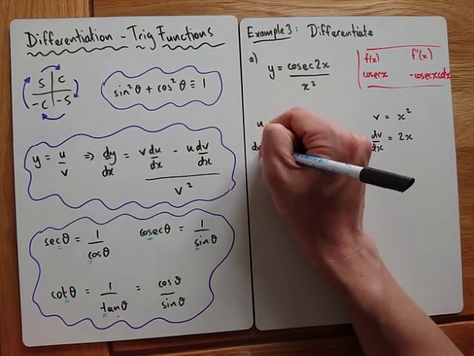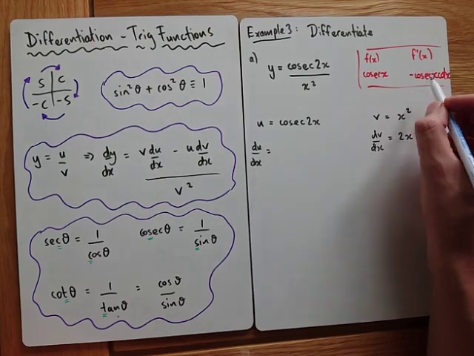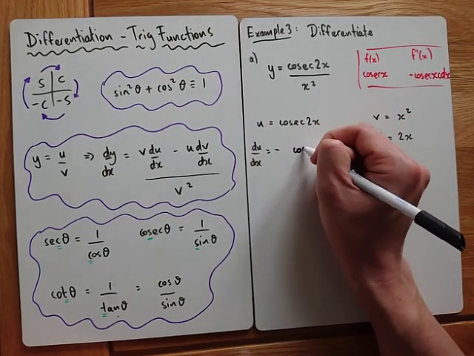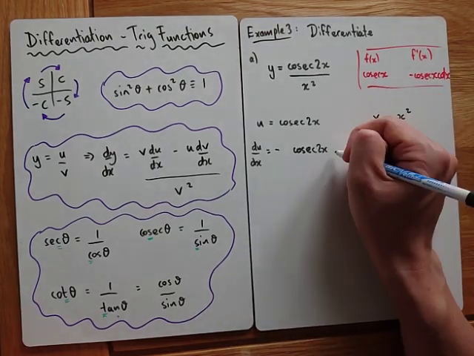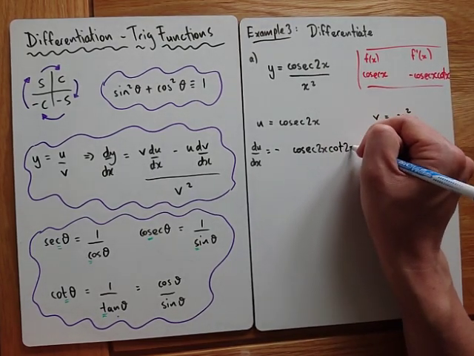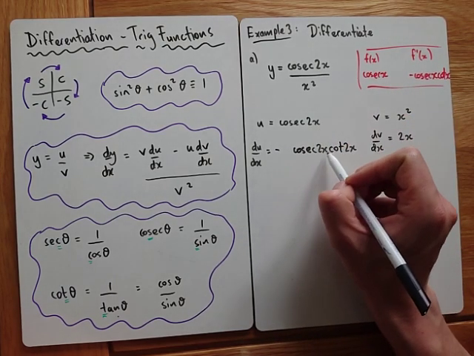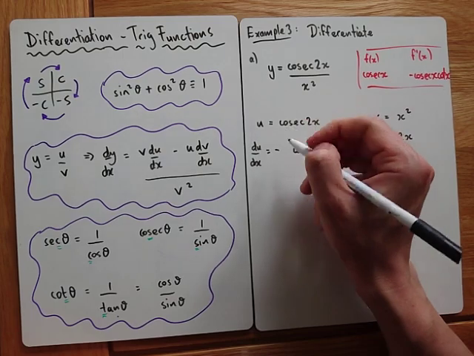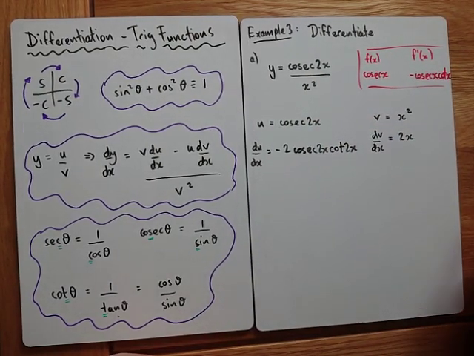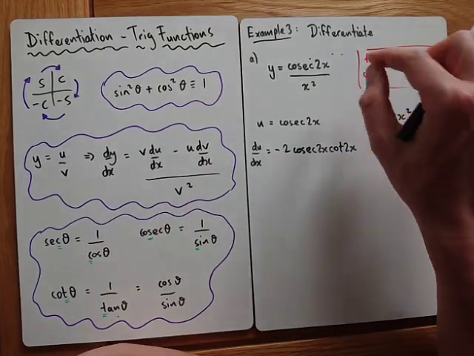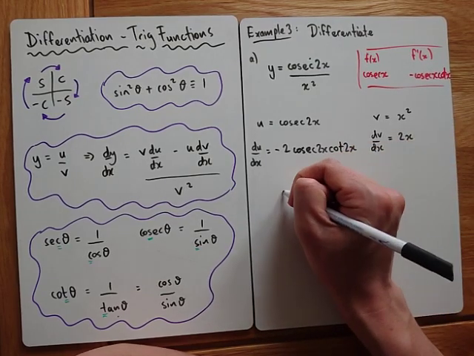So du by dx. I know if I differentiate cosec, I get minus cosec 2x cos 2x. And because it's a 2x, the chain rule tells us that when we're differentiating, we multiply by that coefficient. Okay, so differentiate, and let's see if we can add this up.